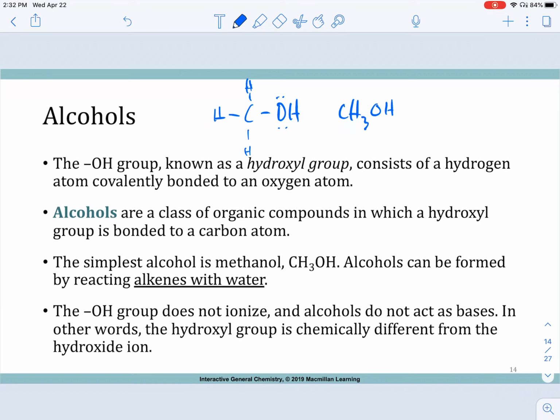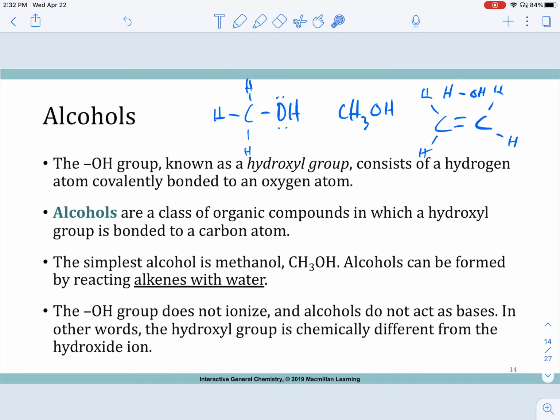So for example, if I had a carbon attached to another carbon, H, H, H, and H, you can add this HOH, water, across this double bond and produce an alcohol. So that's one way these can be formed.